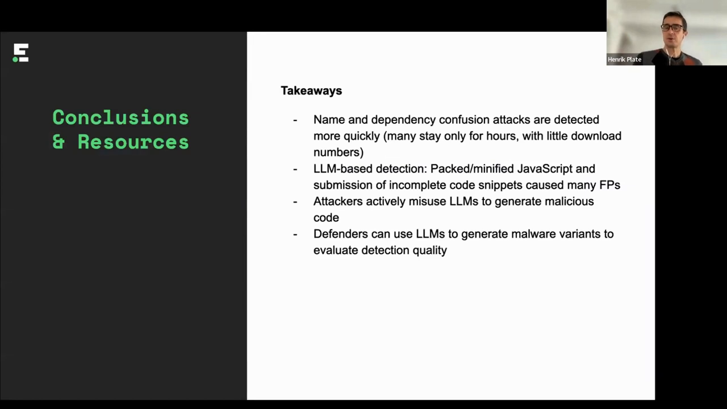So my conclusions for those experiments, and also some general takeaways. Name and dependency confusion attacks are by far the most prominent category of supply chain attacks happening these days. What is very good is that those are detected more and more quickly. In the very beginning, when I started looking at malicious packages, they stayed for weeks and sometimes months. But nowadays, the dwell time for malicious packages is much shorter. Sometimes they stay up only for a few hours. And in general, the download numbers are very, very small, so the impact is relatively little.